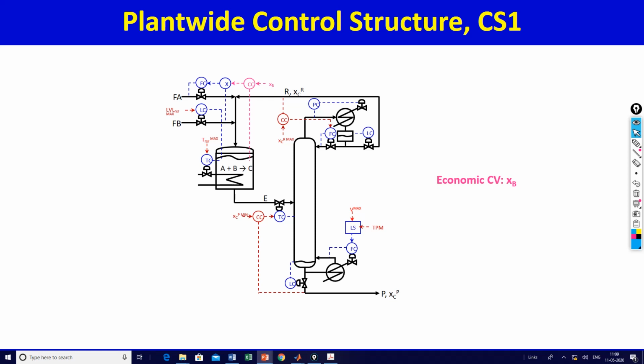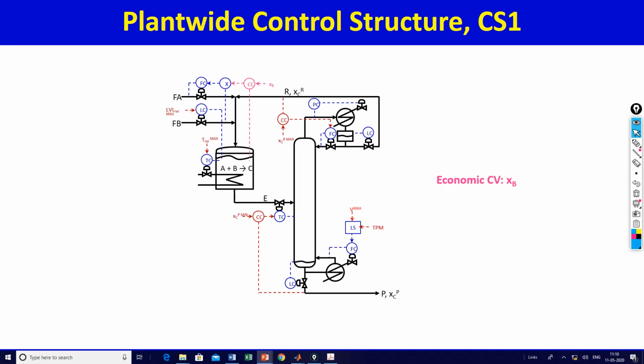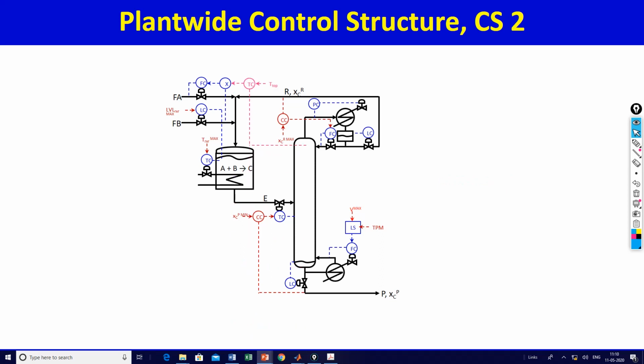And what is being said is, if economic CV is XB, we'll say okay, we are holding XB. That's the economic CV, but that's not a good economic CV as revealed from our analysis, because when you are holding XB constant and production rate changes, there's a large loss in mode 1 and mode 2. So what we do is T top, and because T top holds the A by B proportion, it also does the job of stoichiometric feed balancing. So this is the recommended control structure CS2. CS1 is holding XB constant, CS2 is holding T top constant. Okay, so these are our two control structures.